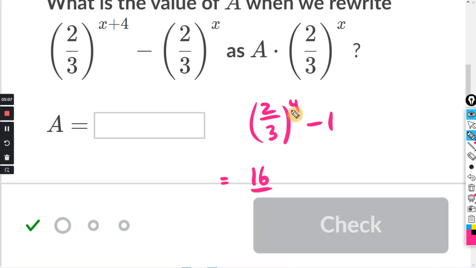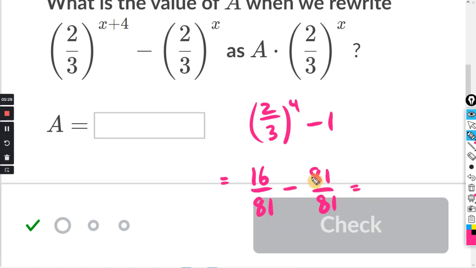And if you multiply 3 four times, that's going to be 81. Okay, so we have 16 over 81. And I'm going to convert the 1 to 81 over 1, so I have a common denominator here. Okay, so we have 16 over 81 minus 81 over 81.